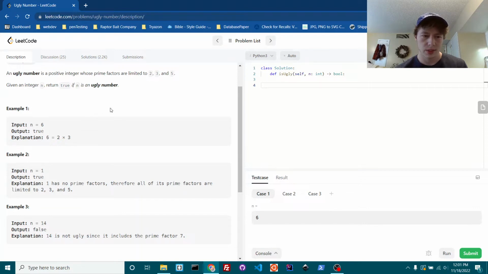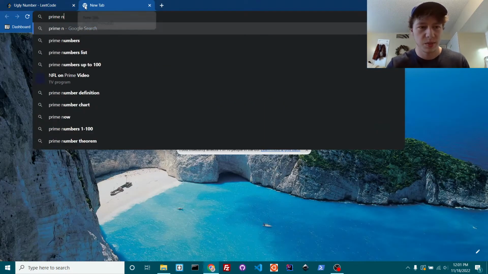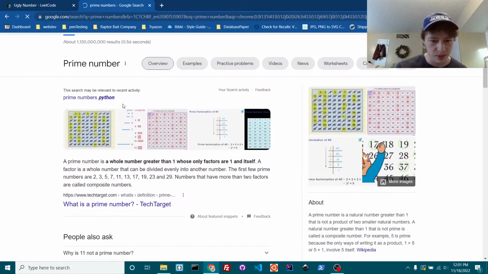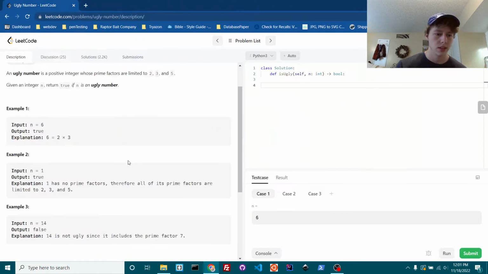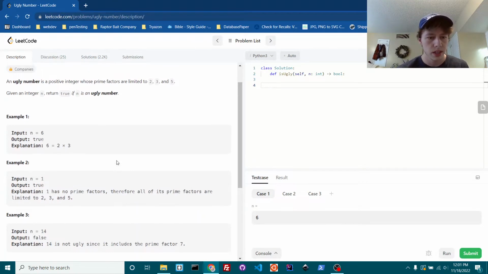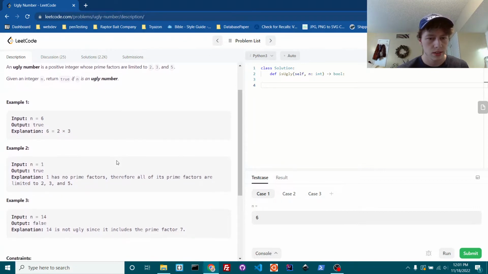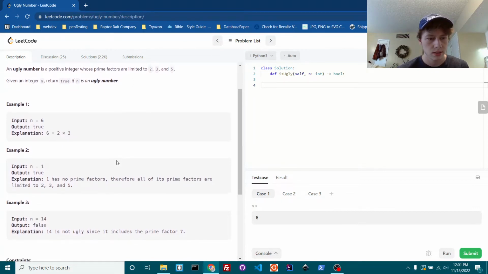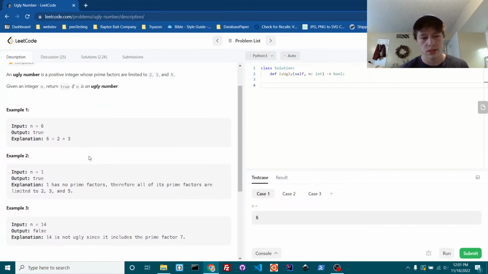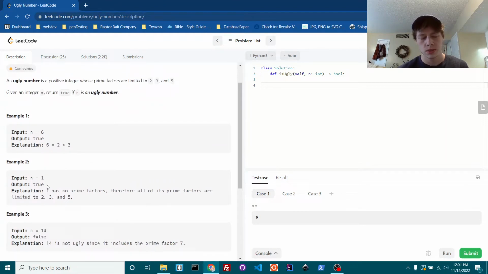Yeah, I guess I forgot what a prime number is. Look dumb for looking this up. A prime number is a whole number greater than one. So prime numbers are positive integers, and the prime numbers here are limited to 2, 3, and 5. So 2, 3, and 5 are prime numbers, and also 1 is considered a correct answer because it has no prime factors.